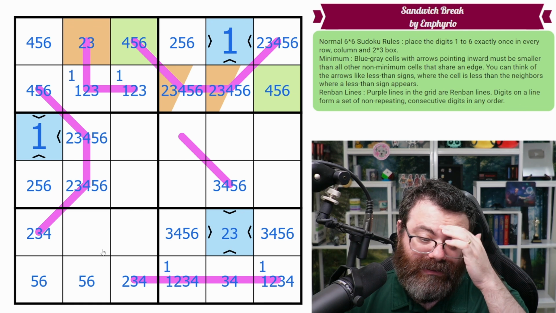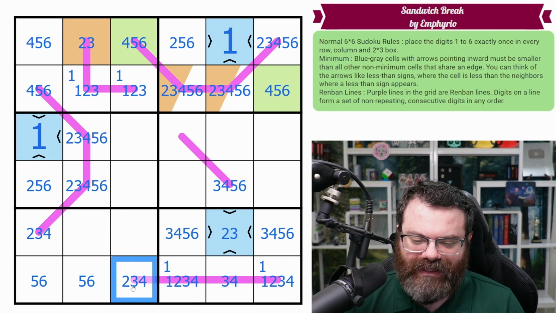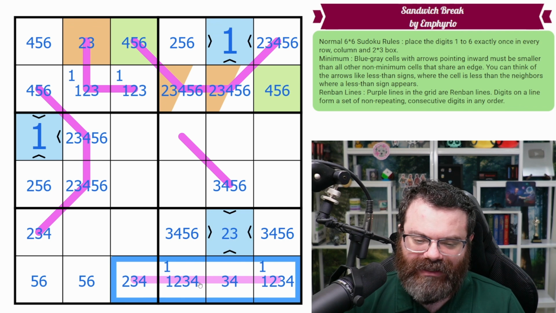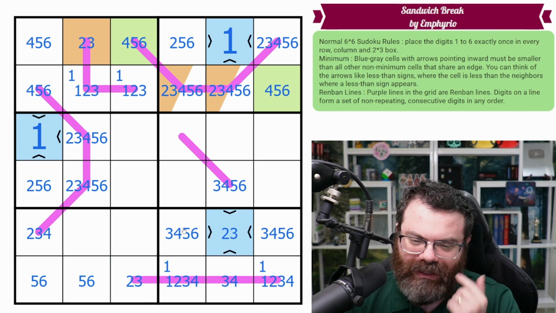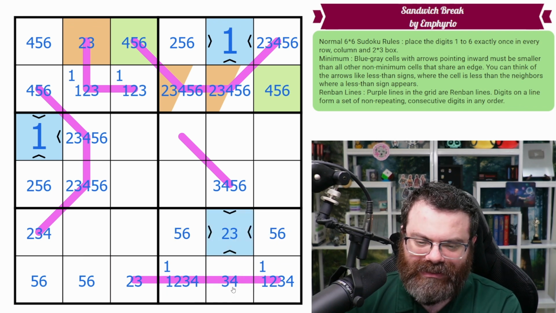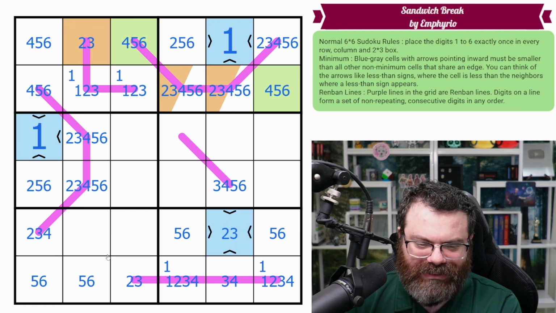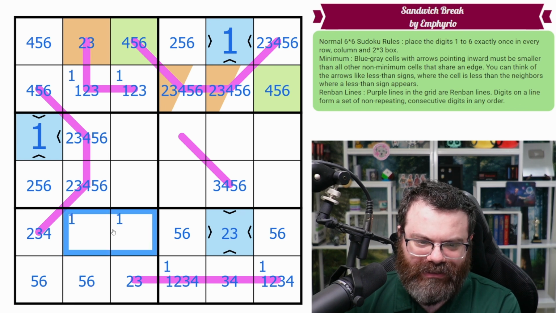What can we do with that? Well, this 2-3 is gonna be on this Renban, and it's certainly not in the same box. So these are the same digit. And the 5-6 ends up here, making that a 5-6, right? Or the box would tell us that. Okay. I feel like I'm seeing things really slowly today, but all right. 5-6. I need a 1 here for sure. And these are just from 1, 2, 3, 4, for what it's worth.